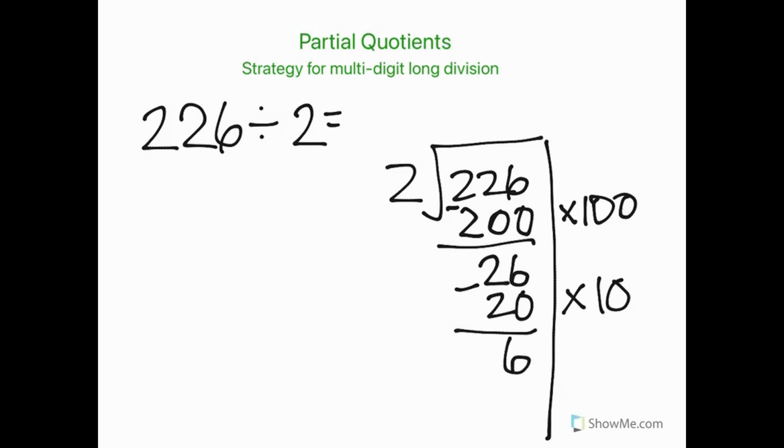Now, how many more groups of 2 can we make from 6? We know that we can make 3, so we're going to do 2 times 3, which is 6, and subtract that, which is 0. Now to the fun part.